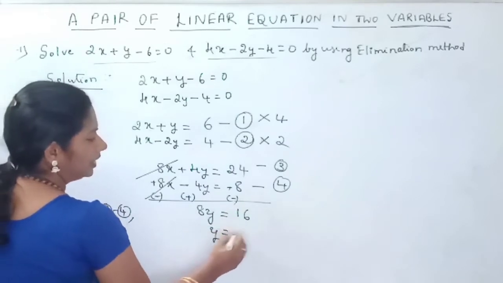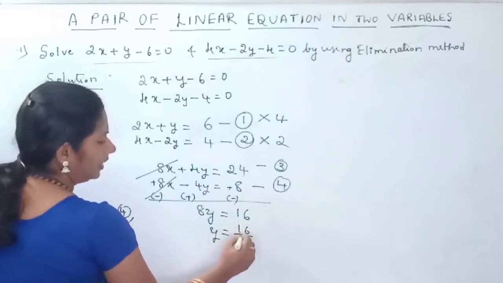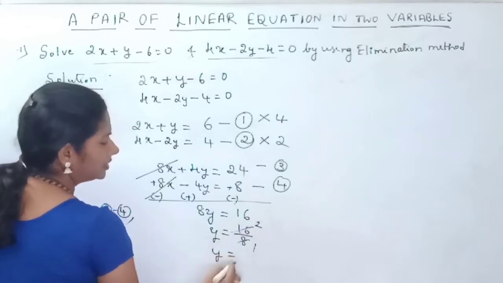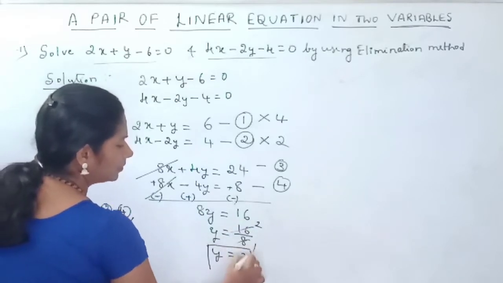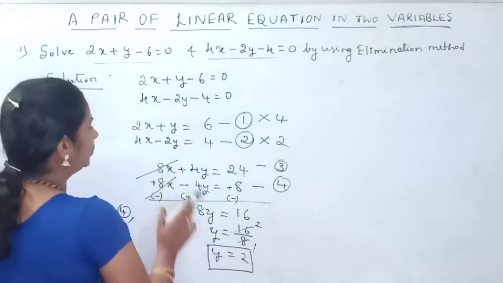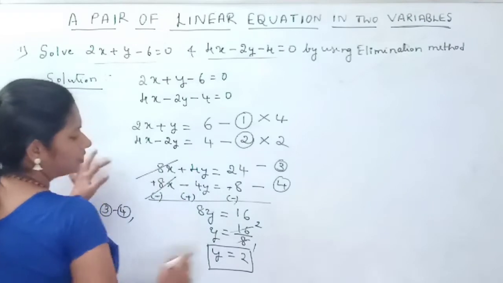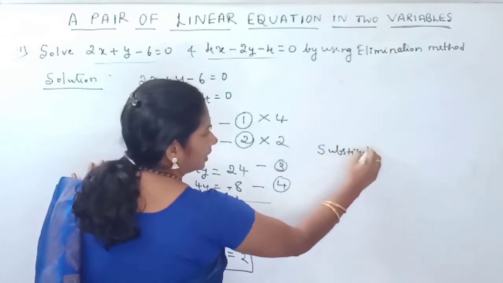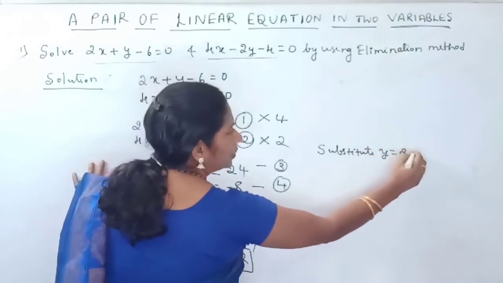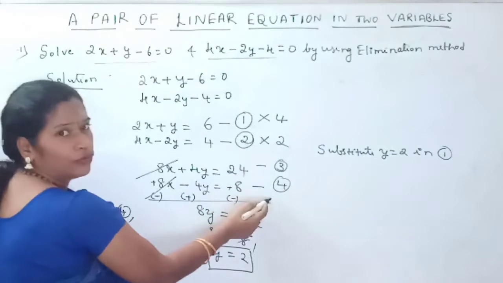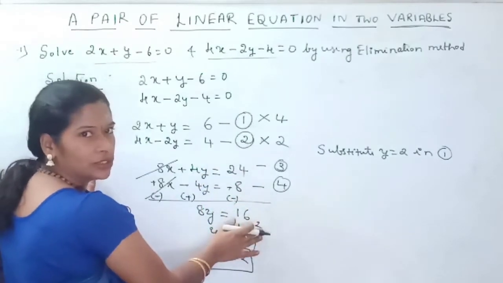So y value is 16 divided by 8. Y value is 8 1s are 8, 8 2s are 16. Y value is 2. Now we got y value. Now we have to find out x value. So now substitute y equal to 2 in equation 1 or 2 or 3 or 4. Any one of the equations you can substitute, children.